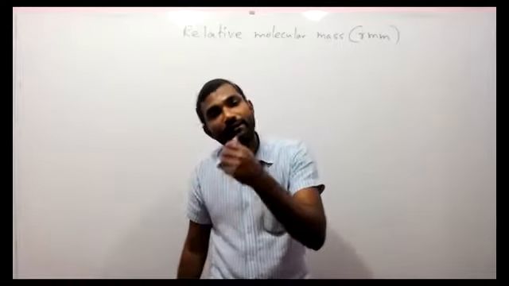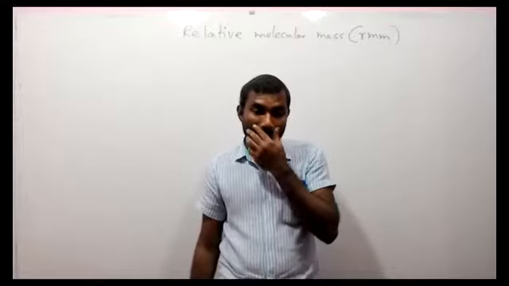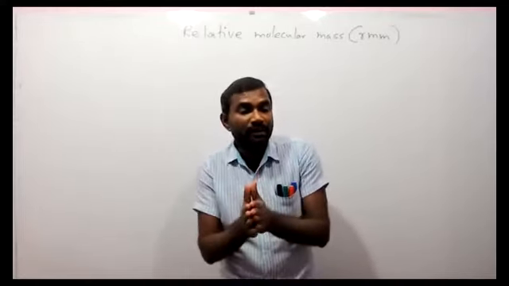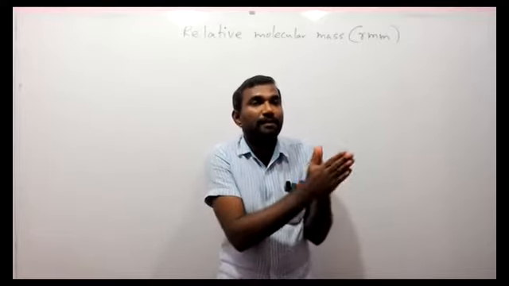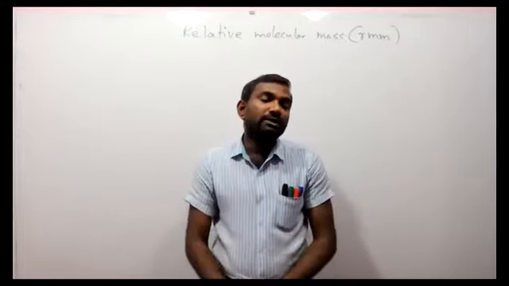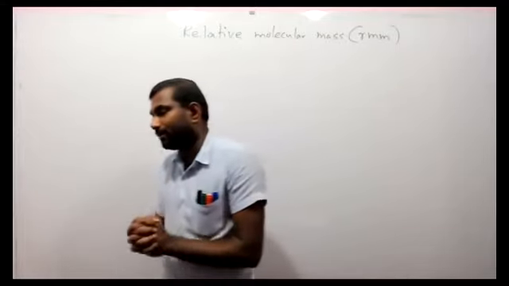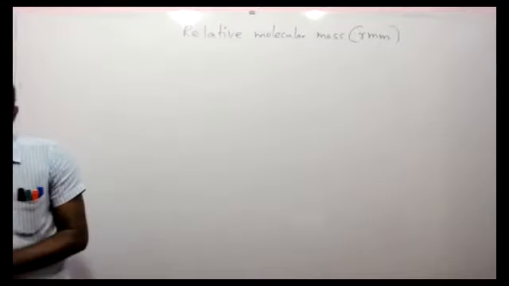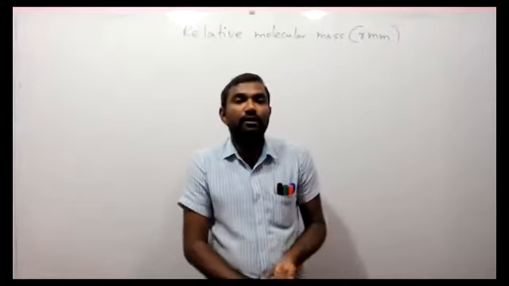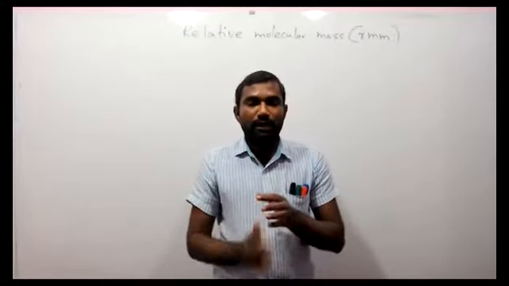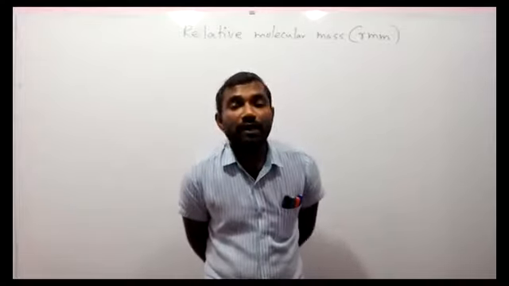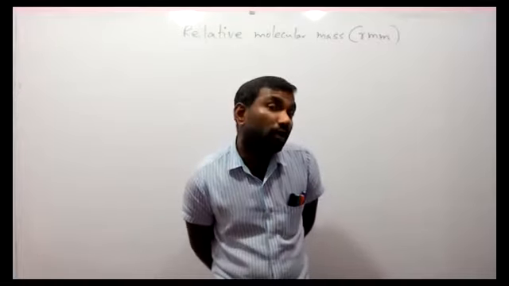So how did I define relative atomic mass? Tell me with me, children. The relative atomic mass was defined as the ratio between the mass of one atom of an element and 1/12 the mass of an atom of carbon-12 isotope. Now, if I define relative molecular mass like this, you tell me, is it okay or not?